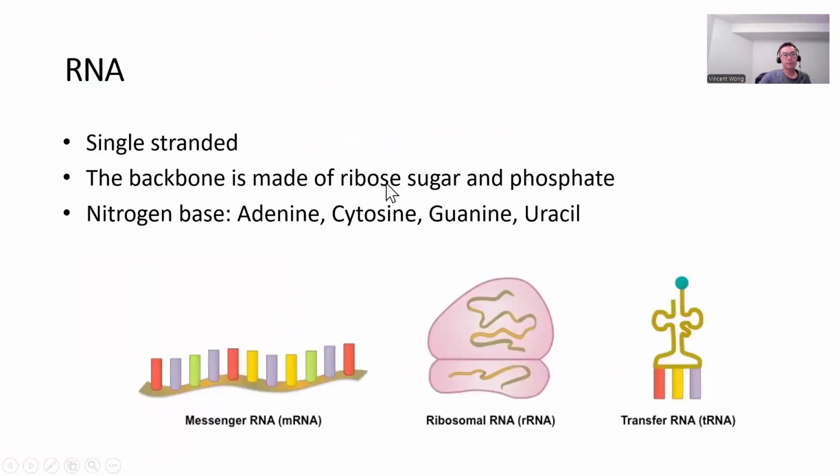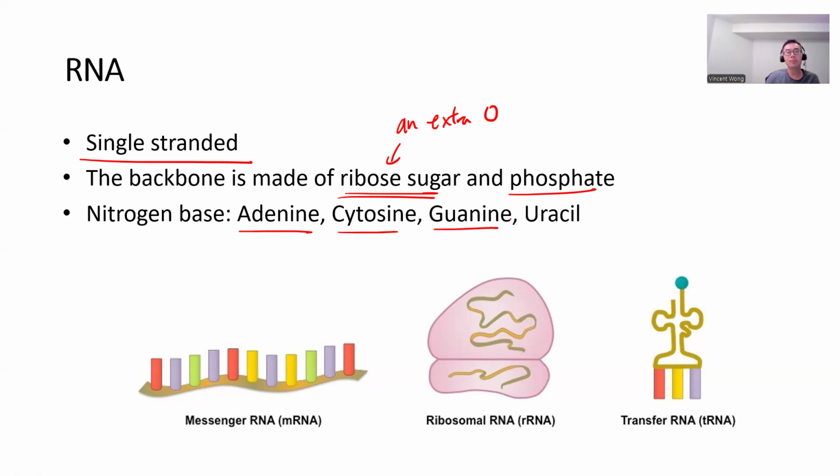Last slide. RNA is different from DNA because it's not double-stranded. It is single-stranded, only one strand. And the backbone is made up of phosphate and the ribose sugar. It has an extra oxygen compared to DNA. And the nitrogen bases include adenine, cytosine, and guanine, but it doesn't have any thymine.